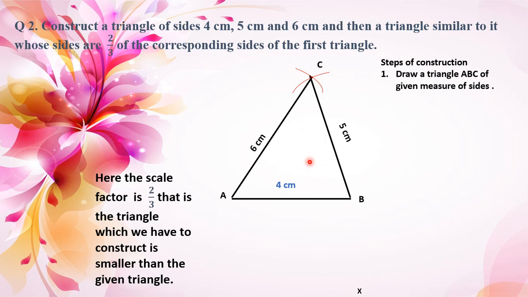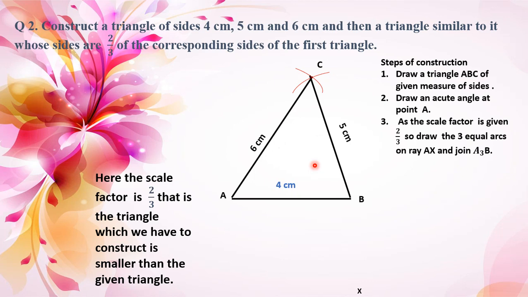For this we have to construct a triangle which is similar to this triangle. So we have to draw an acute angle at point A. Draw the ray AX, so we get angle BAX, an acute angle. Now the scale factor given is 2 by 3, with a numerator and a denominator.